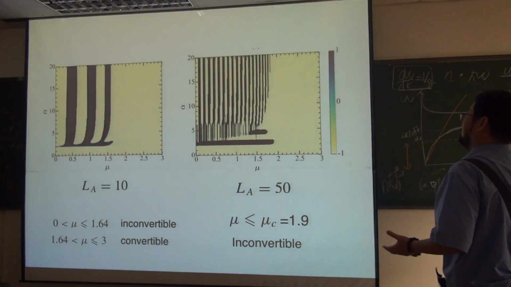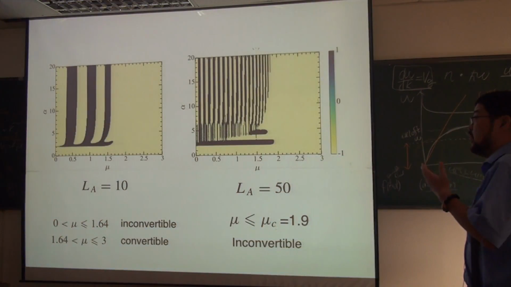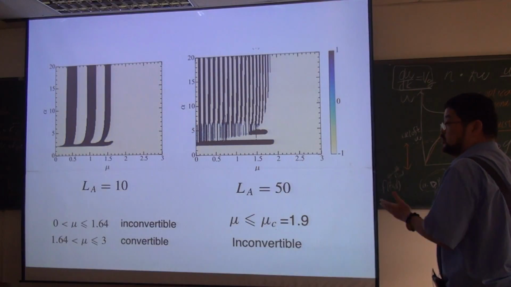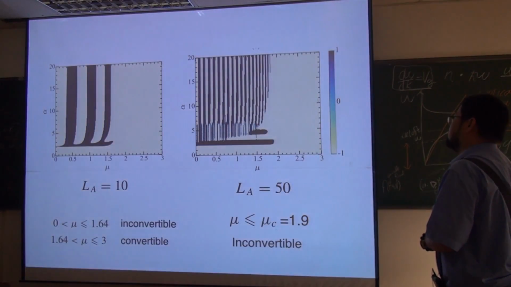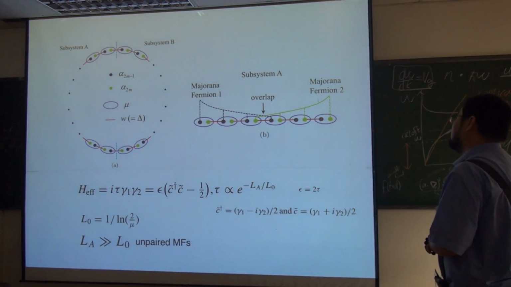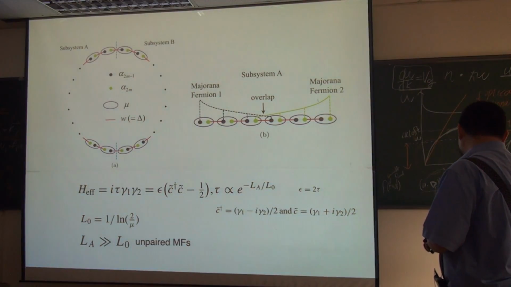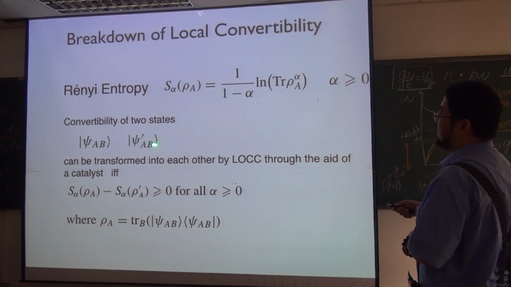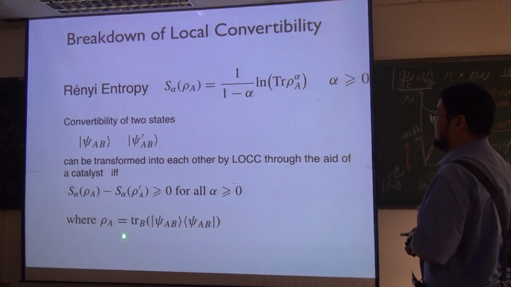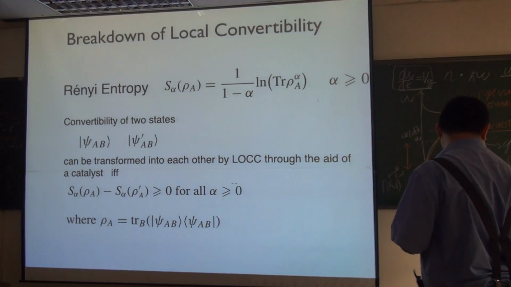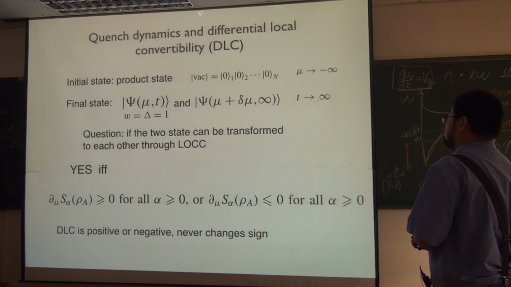But okay, this is the other example of how to use local convertibility to distinguish different phases using quench. This is our recent work, but I don't think I have time for that. So the message is that local convertibility means that if two states can be converted into each other using LOCC, then you have this entropy larger than 0. And then you can use differential local convertibility.